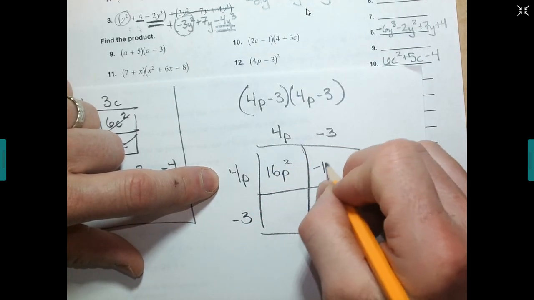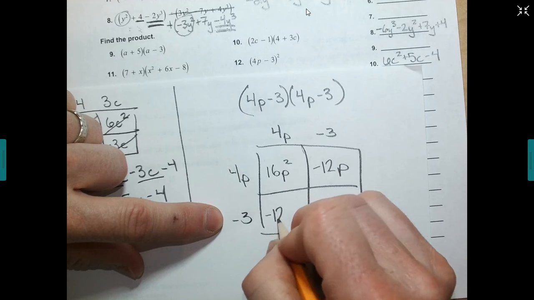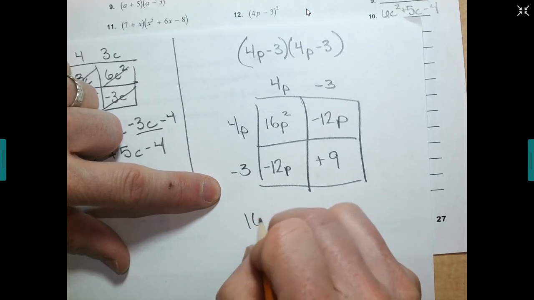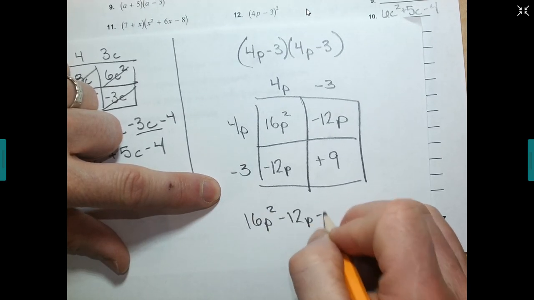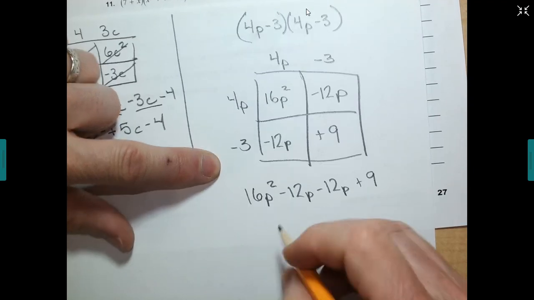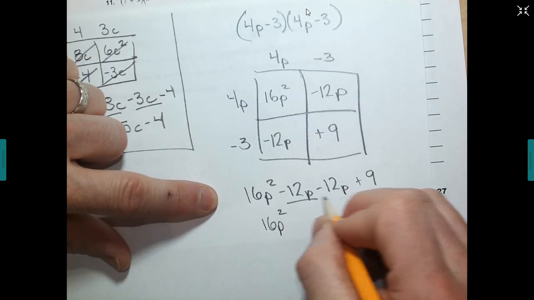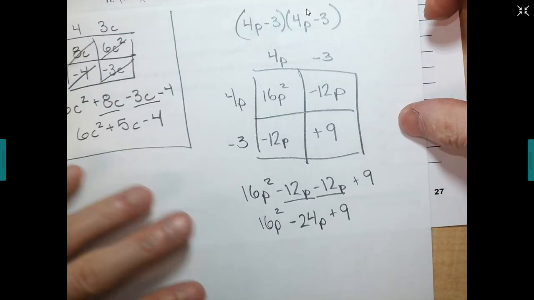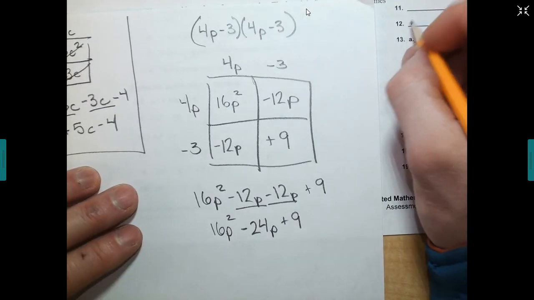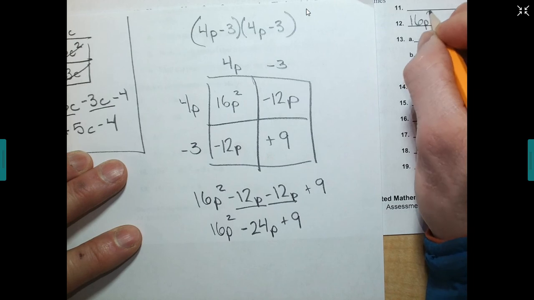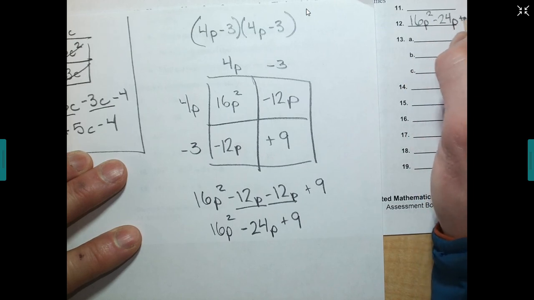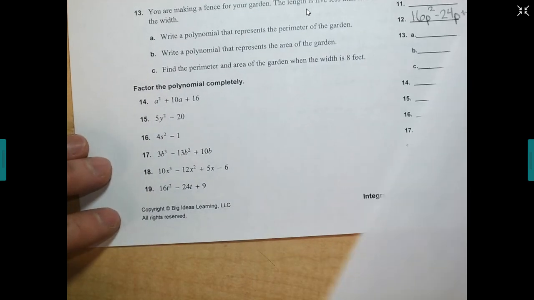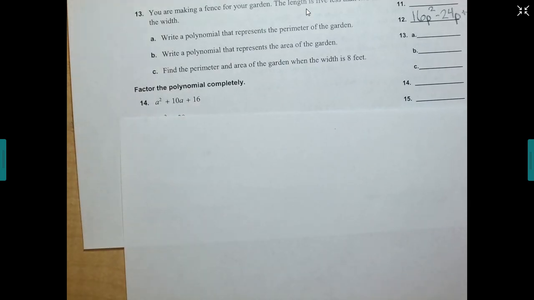16p squared minus 12p minus 12p plus 9. 16p squared minus 12p minus 12p plus 9. 16p squared minus 24p plus 9. So that was what, number 12? So 16p squared minus 24p plus 9. All right, 13 will do. We're going right down to 14.